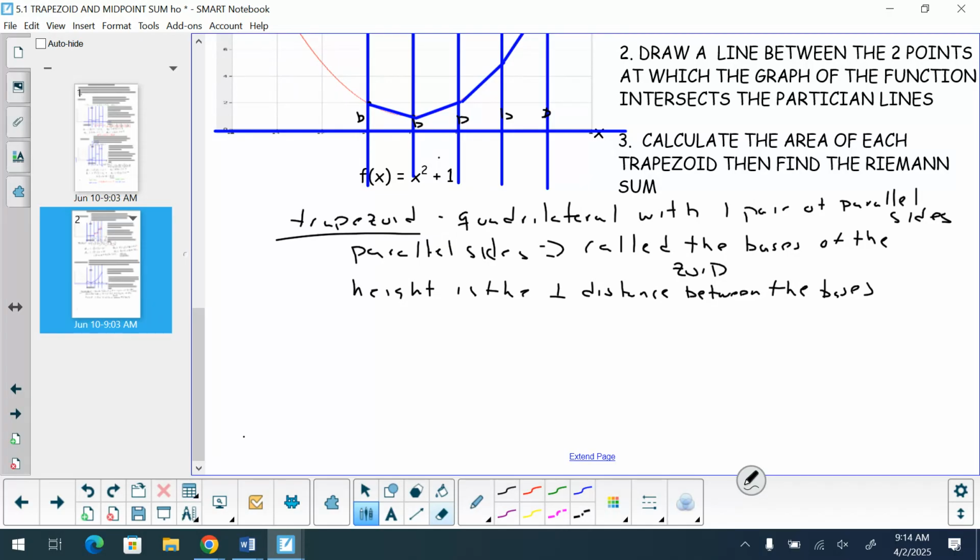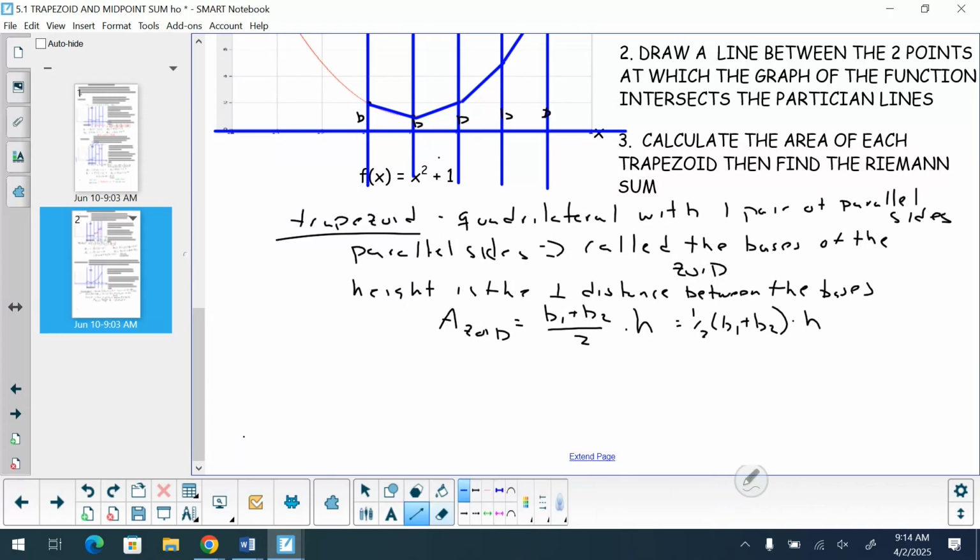How we calculate the area of a trapezoid is we take base 1 plus base 2 divided by 2 times our height. Or this could be 1/2 (B1 plus B2) times our height. Those are the two formulas that you'll see.